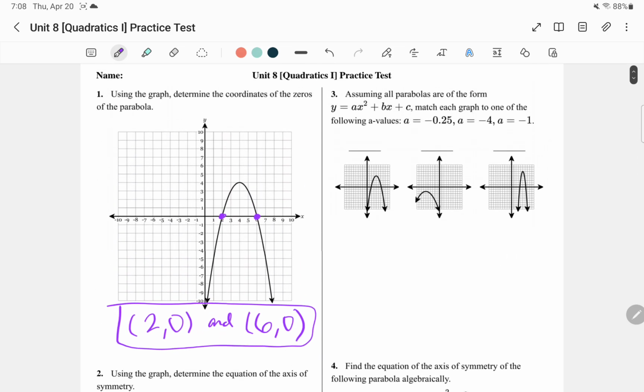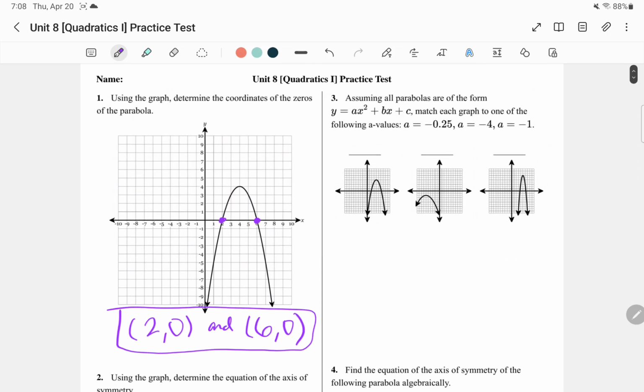So for number 3, we're going to put these, not really in order, we're just going to match them up. So they're all negative, of course. So again, the smaller the absolute value, the wider it is. The bigger the absolute value, the more narrow it is.